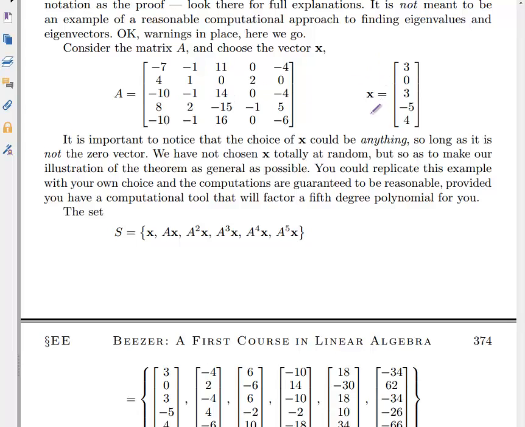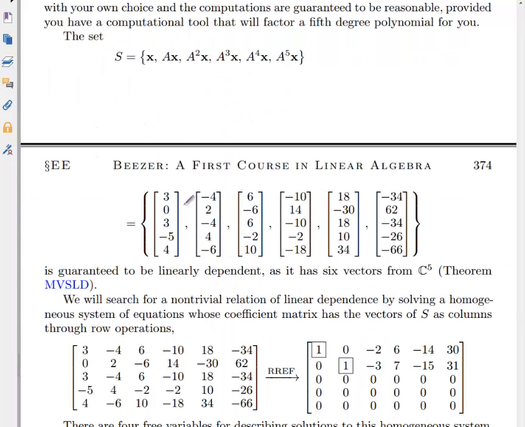Okay, now how did we start out? We started out by taking x and multiplying it repeatedly by A. So if I take x and then take Ax, and then take the result of Ax, multiply it by A again, I'll get A squared x. Multiply it by A again, I get A cubed x, all the way up to A to the 5th x. If you do that using Sage, don't do it by hand, you'll get this set of 6 vectors.